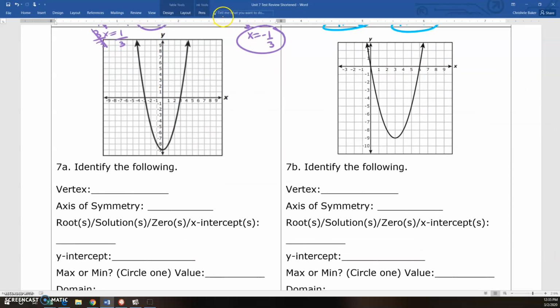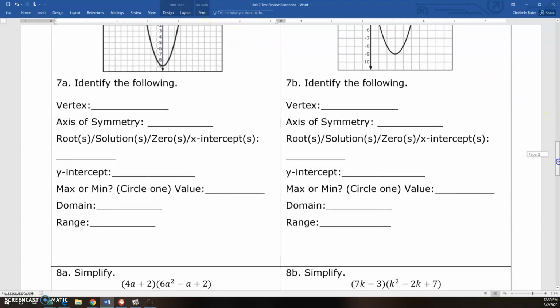Okay, identify the vertex, axis of symmetry, the roots, solution, zeros, x-intercepts, y-intercept, max and min, and domain and range as well.